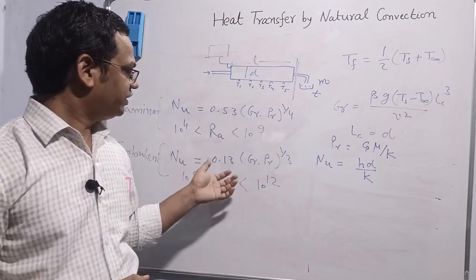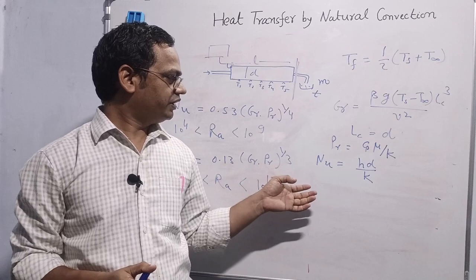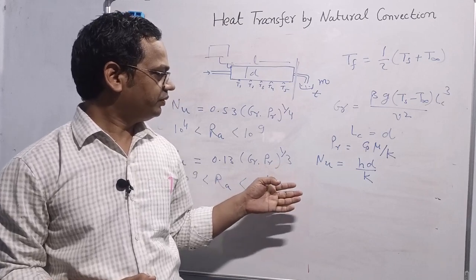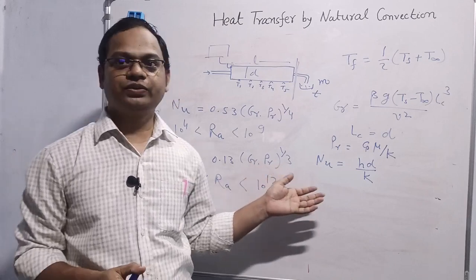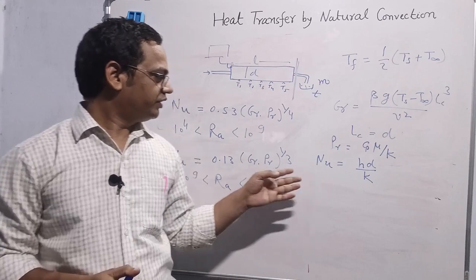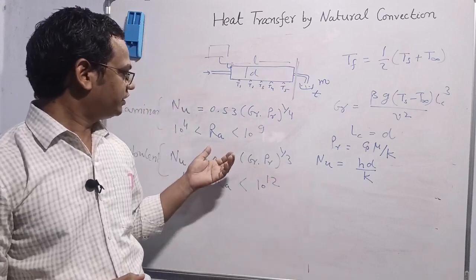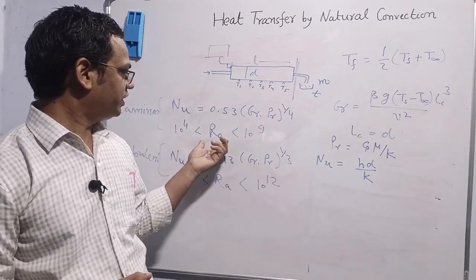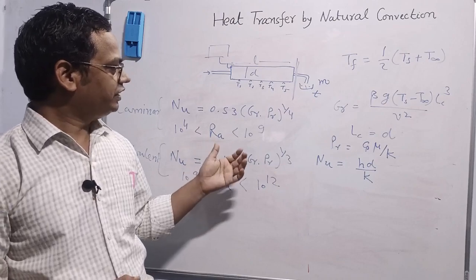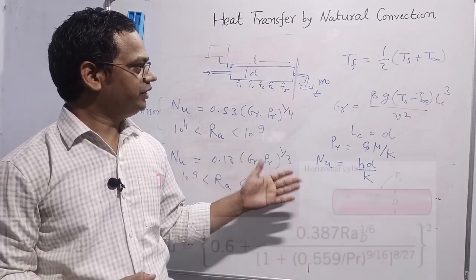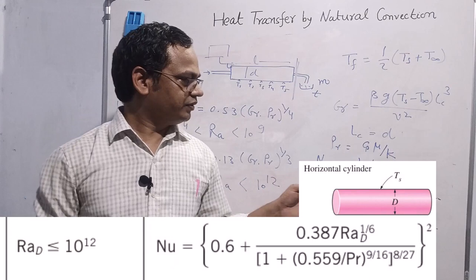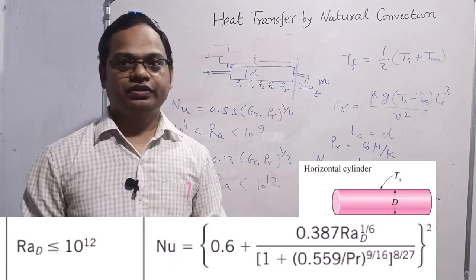Apart from these correlations, we have one very popular correlation that we can use, which is known as Churchill and Chu correlation. That one is very popular, and that works actually for a wide range of Rayleigh number. That expression is little complicated but can be used. This Churchill and Chu expression you can see on the screen, this one.